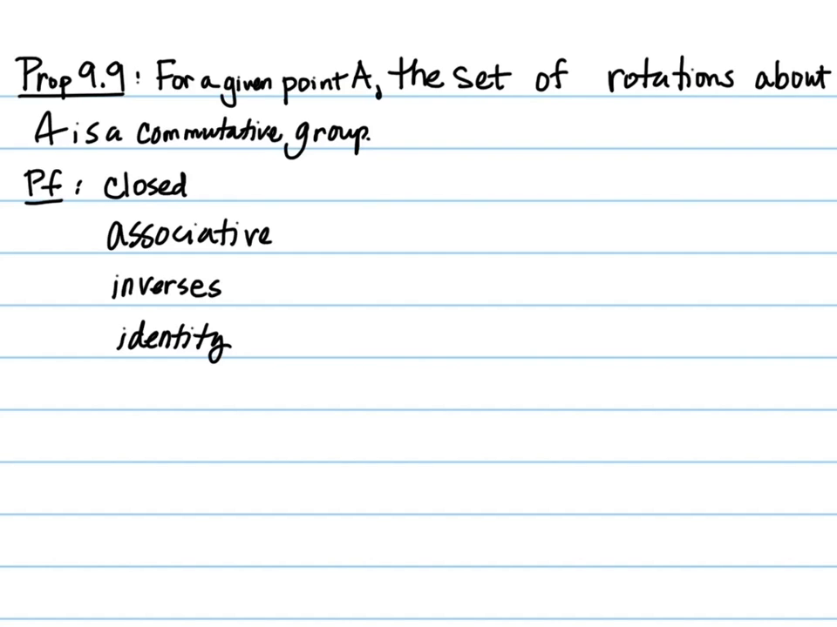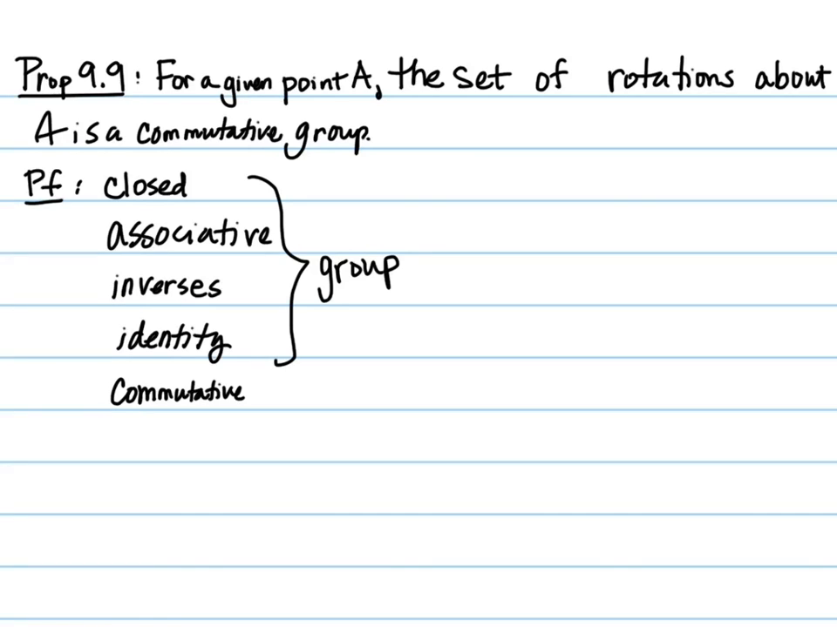And then what this actually says is not only is it a group, but it's a commutative group, so we also need to prove that it's commutative. Okay, so these first four are to prove that it's a group. The last one will prove that it's a commutative group. So let's think through this.